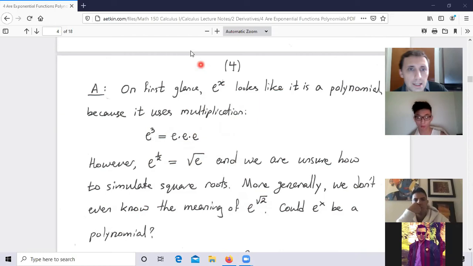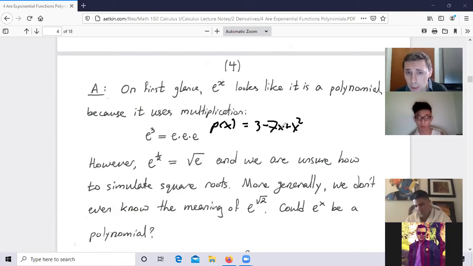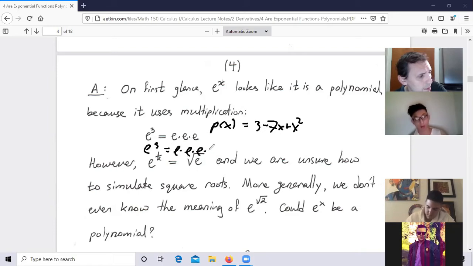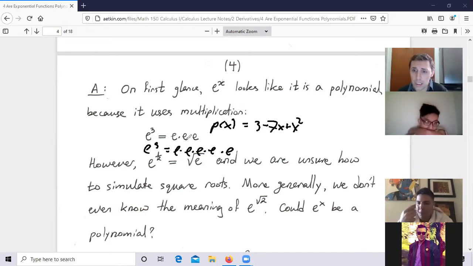In other words, for example, p of x equal to 3 - 7x plus x squared. Here is the input, you see? It's 3 - 7 times input plus the input squared. But here it seems like I'm using the input cubed. You see, e cubed is e times e times e, but what if I have e to the power of 5? That's e times e times e times e times e. So I'm not using the same number of multiplications. Maybe that's an accident, and still, that's not a very good argument why e to the power of x is not a polynomial.